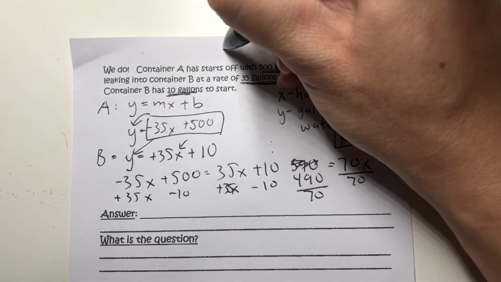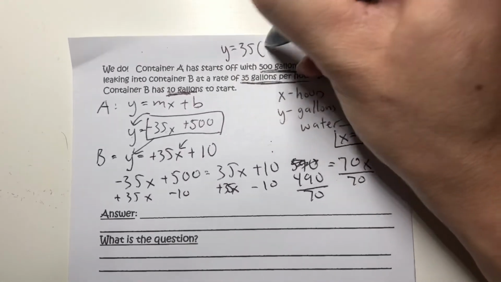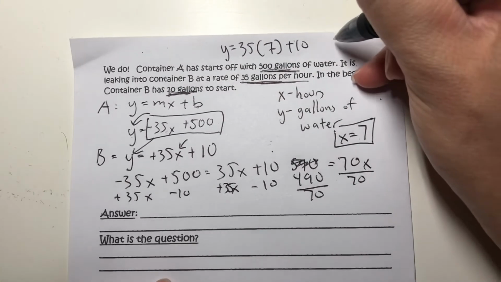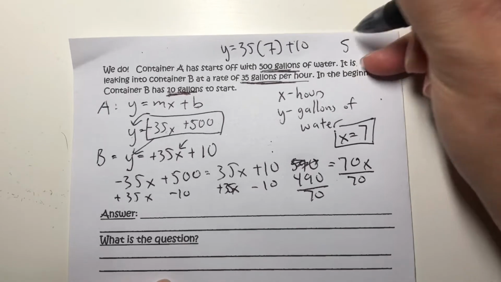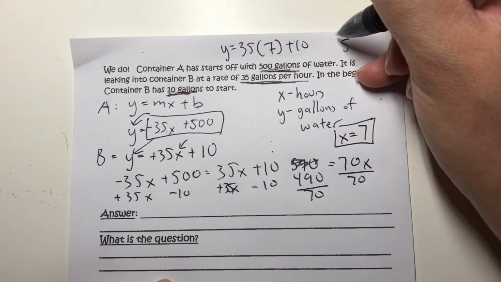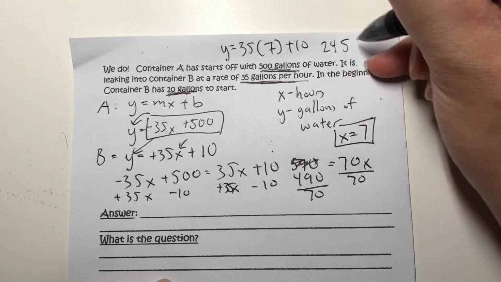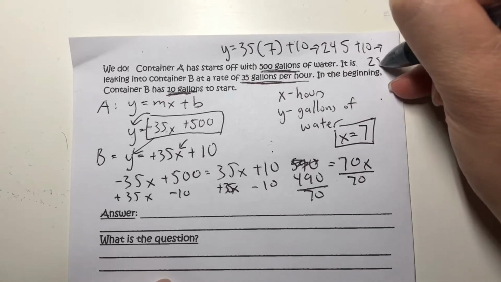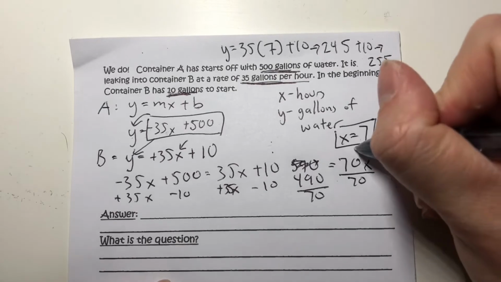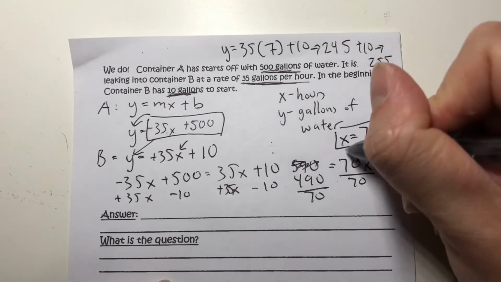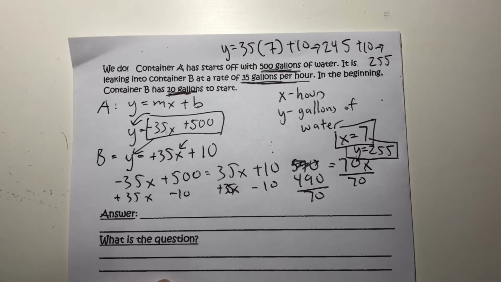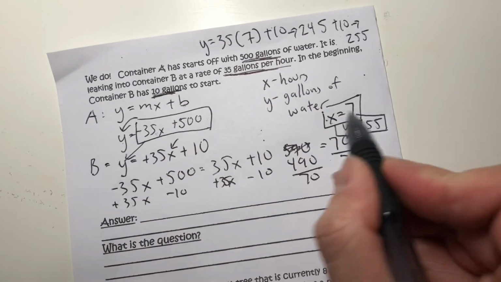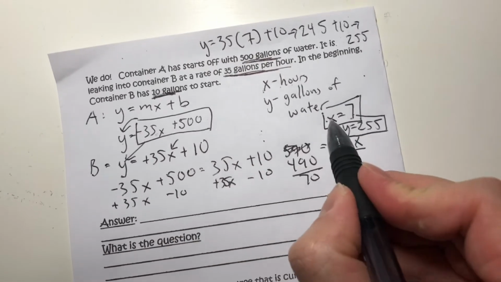Running out of space here. Y is equal to 35 parentheses 7 plus 10. 35 times 7, I can do this in my head, is 245. So 245 plus 10, which is 255. So y is equal to 255. All right, so the answer is x. Remember, x is 7. 7 what? X stands for hours, so x is 7 hours.